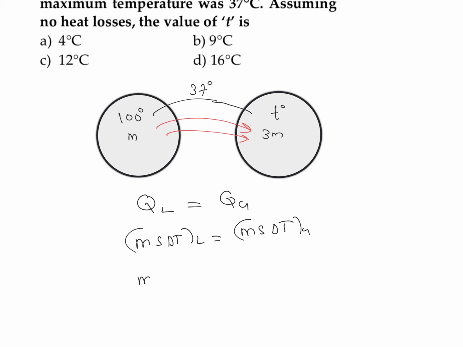Now the mass in the first situation we can write as m, the specific heat capacity of water is 1, or you can take it as nothing but s, and delta T over here, initially it was 100 and now it is 37. So you can write the difference in temperature as 100 minus 37, and which is equal to, on the right hand side, the mass is 3m and the specific heat capacity is nothing but s, and delta T, initially it was T and now it is 37. So 37 is greater than T, so we can write this as nothing but 37 minus T.